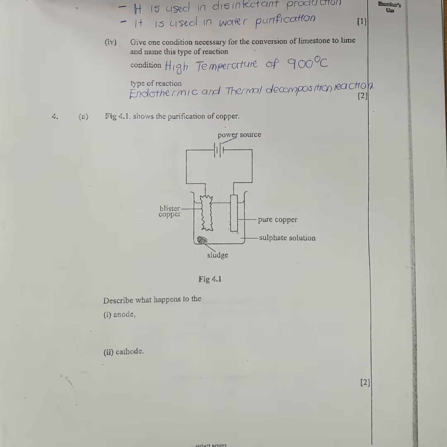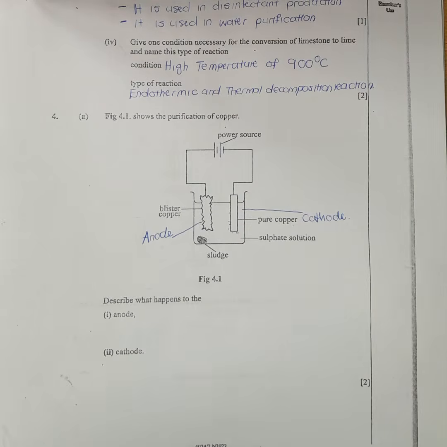Number 4A, Fig 4.1 shows the purification of copper. We are supposed to describe what happens to the anode and also to the cathode. So we should know that the thick block of impure copper, which is also known as blister copper, will act as anode, whilst a thin sheet of copper metal will act as cathode. I have labeled here. The blister copper is known as the anode, and then the pure copper is going to act as the cathode.